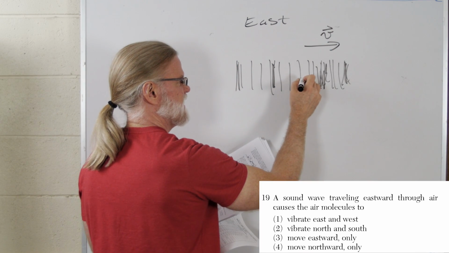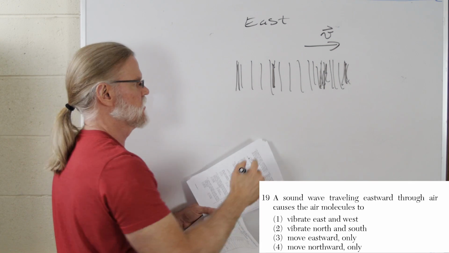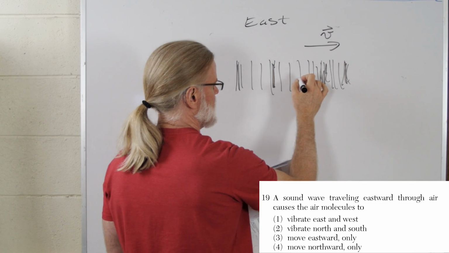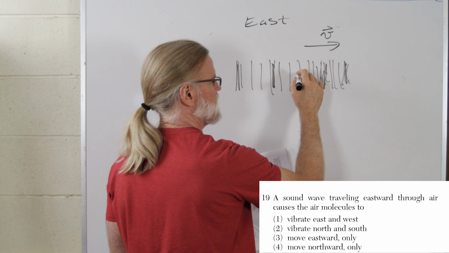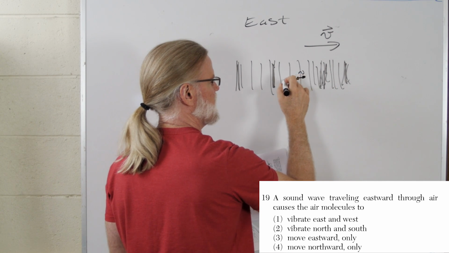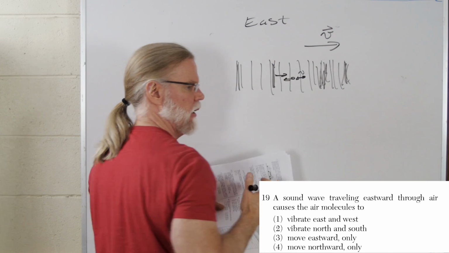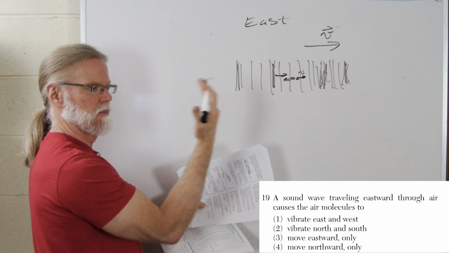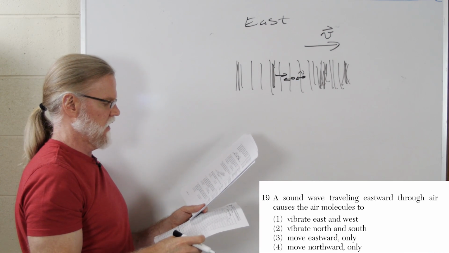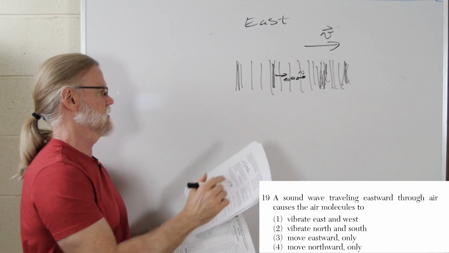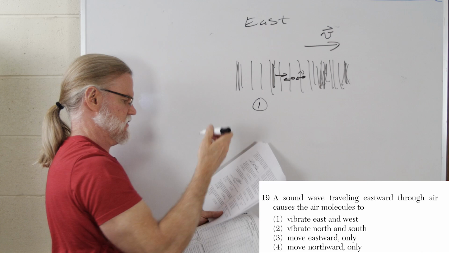And these guys, these are like little molecules. I could have drawn them as molecules, but I don't have time to draw molecules, so I drew them as lines. So it's vibrating back and forth. Each one of these is actually vibrating back and forth like that, not really moving anywhere, just kind of vibrating back and forth this way as the sound goes that way. The vibration is east and west. If it's going that way, these guys are vibrating east and west.